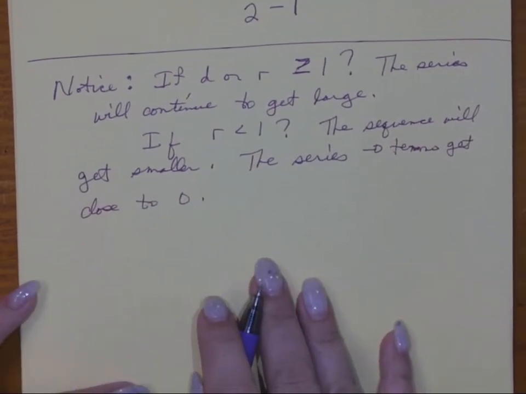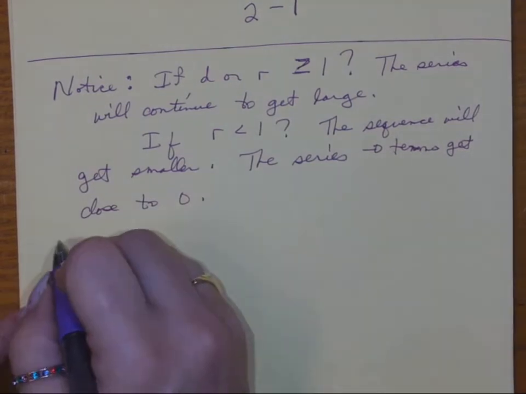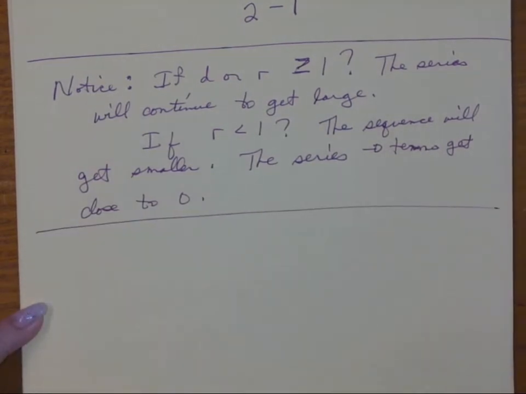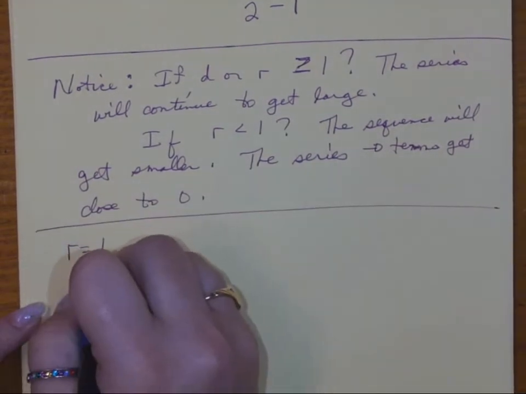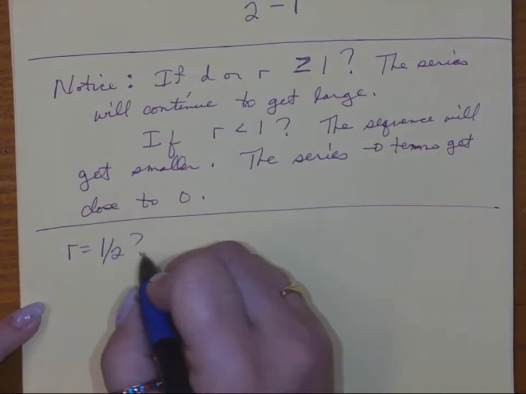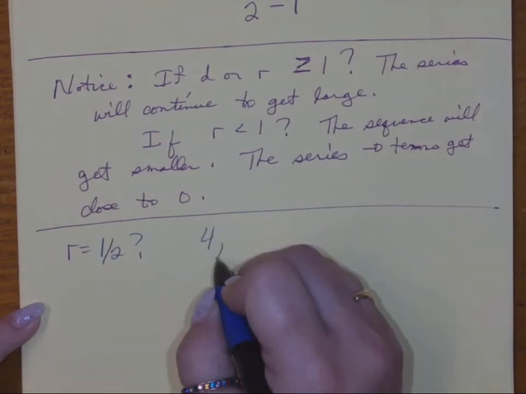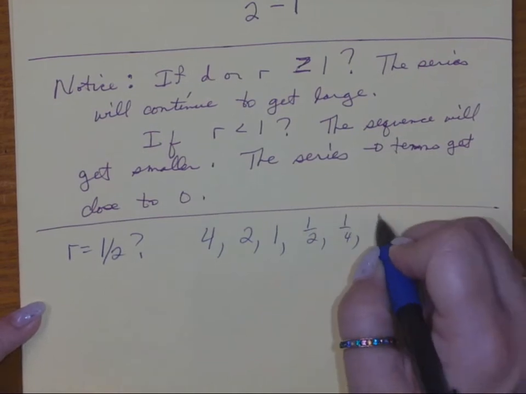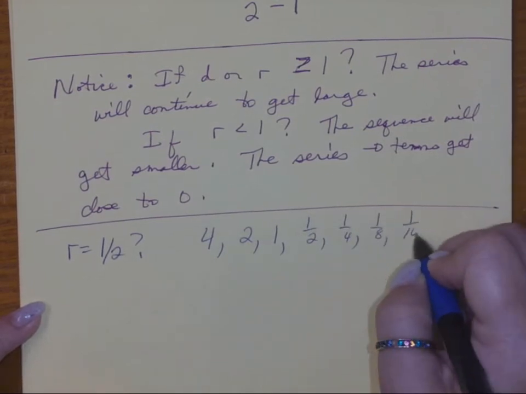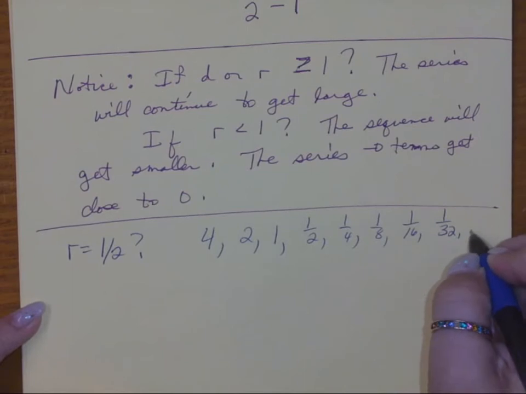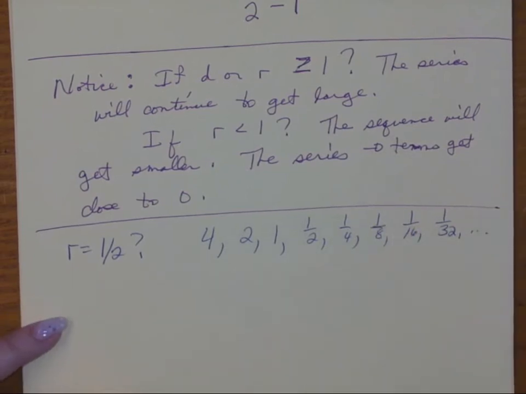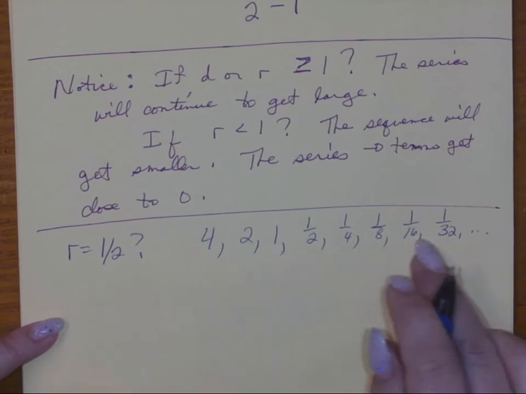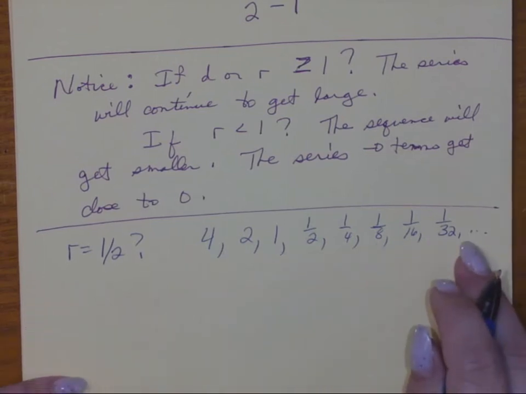Okay, so for instance, the one where I said, what if R equals 1/2? Okay, and we're going to start with a 4. It'll be 4, and then 2, and then 1, and then a half, and then 1/4, and then 1/8, and then 1/16, and then 1/32. Okay, so I just keep on multiplying by 1/2 over and over and over again. Okay, so I can see that my sequence terms are getting really small.